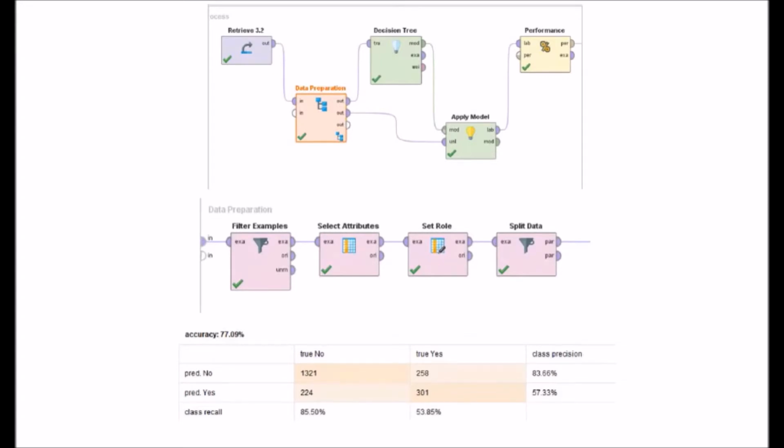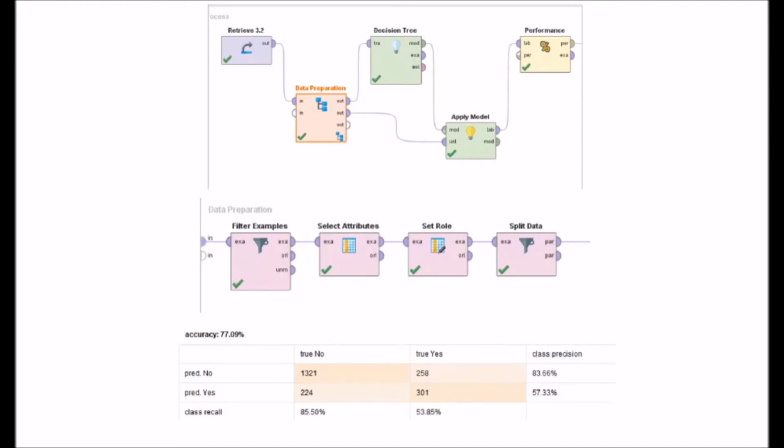For predicting churn customers that have left, the model was able to recall 53.85%, which was 301 out of 559 cases. This part of the model was 57.33% precise, as it accurately predicted 301 out of 525 cases.